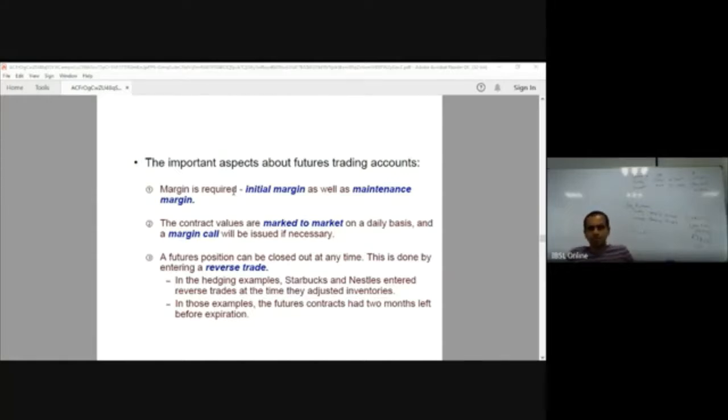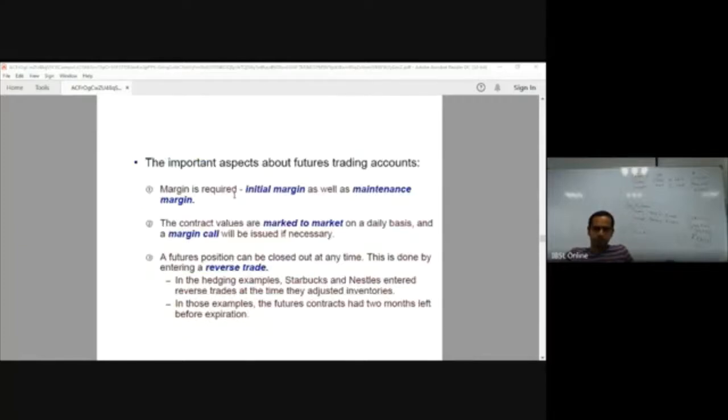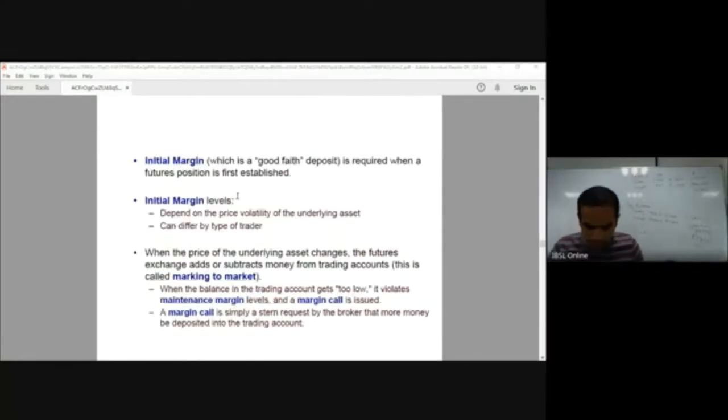A futures position can be closed out at any time. This is done by entering a reverse trade. In the hedging examples, Starbucks and Nestle entered reverse trades at the time they adjusted inventories. In those examples, the futures contracts had 2 months left before expiry. So there are two margins, initial margin and maintenance margin.